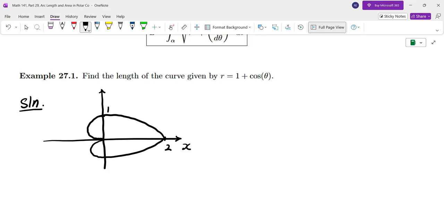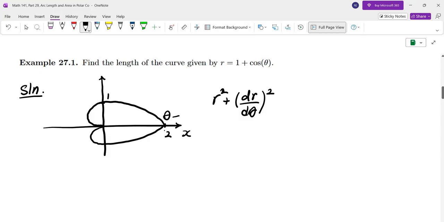So the arc length is going to be the integral of r squared plus dr/d theta squared, and then we'll have to integrate that from 0 all the way to 2 pi. But because of symmetry, we can integrate from 0 to pi and then double that. So let's evaluate this one first. r squared is going to be 1 plus cosine squared of theta plus 2 cosine of theta.